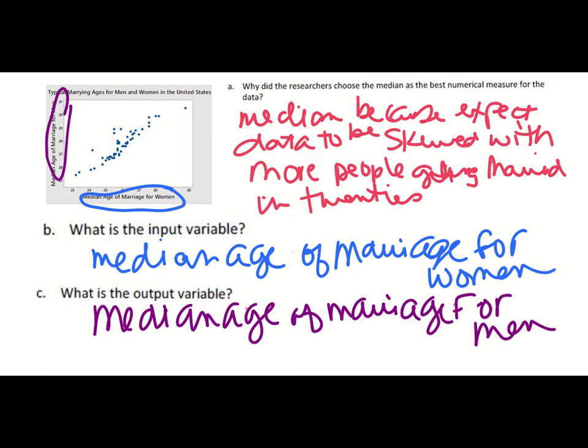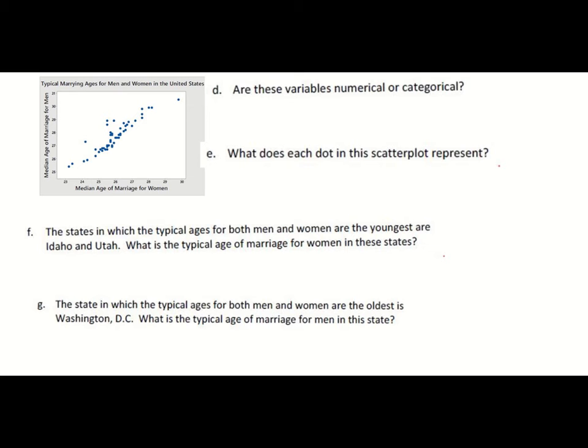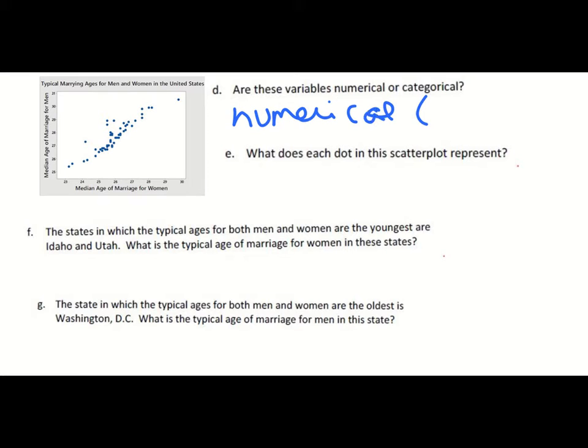Median age for men, that's your output. So if I want to know if part D, if these are numerical or categorical, they're both numerical because they talk about ages.